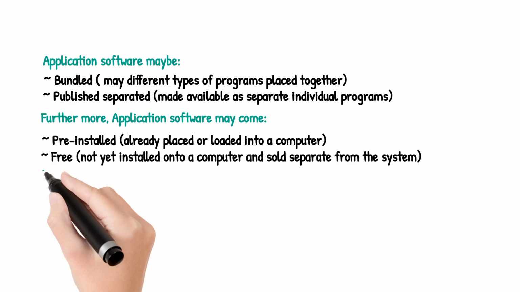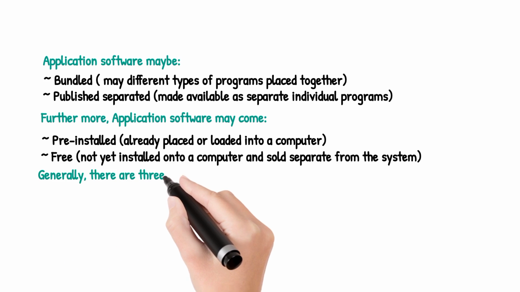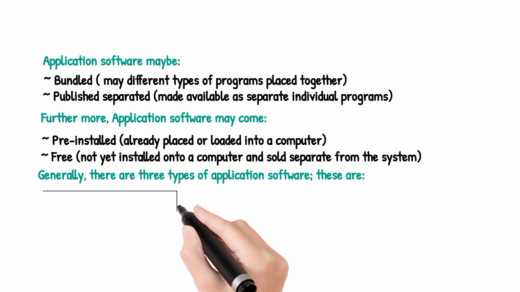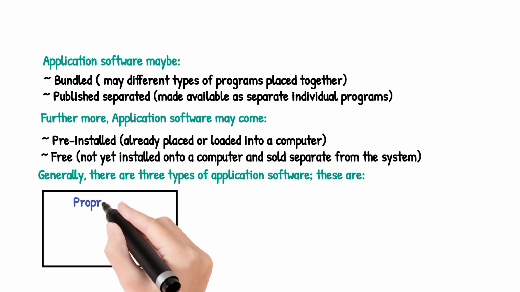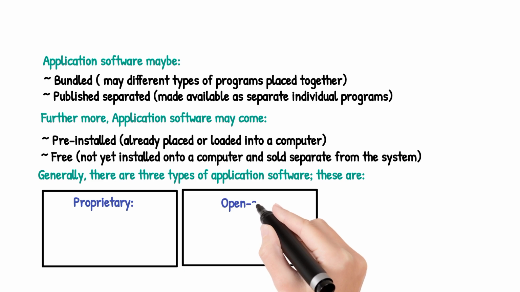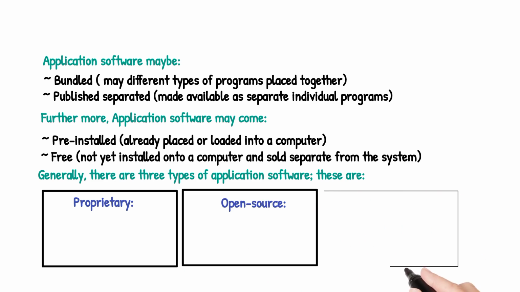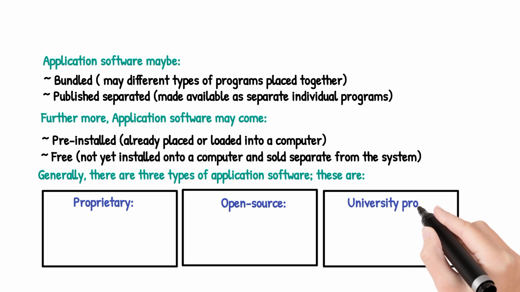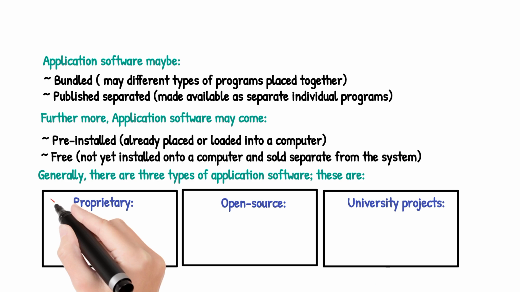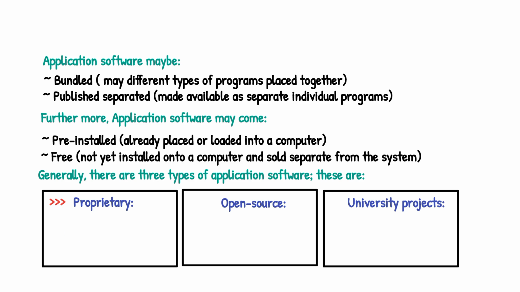So generally, there are three types of application softwares. These are proprietary application softwares, the open source application softwares, and the university projects. Let's look at these three application softwares in detail, starting with the proprietary application software.